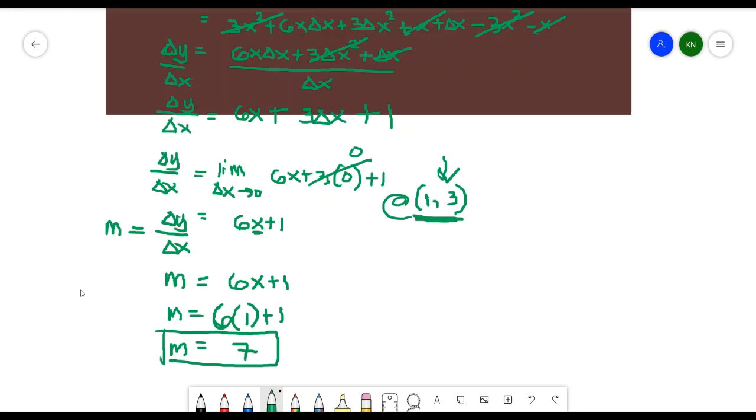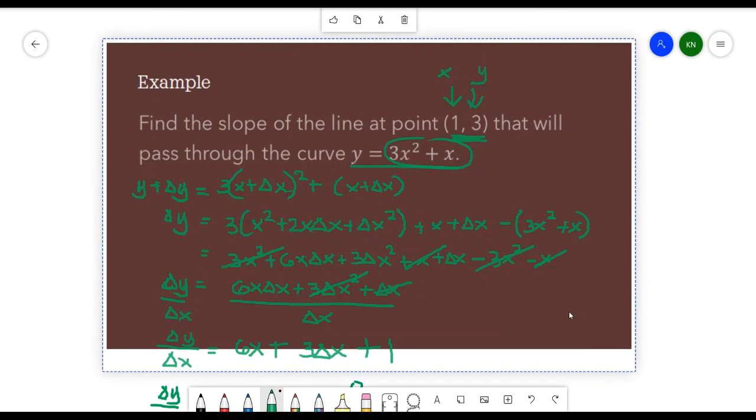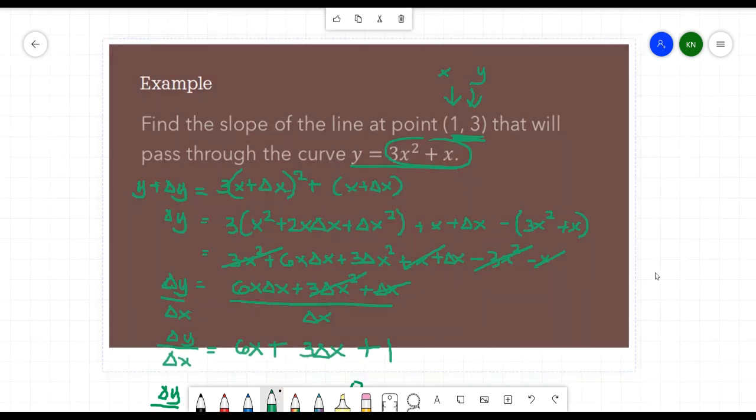So basically it is the same process as finding the derivative of the function. However, we just have given points here for the slope, and then you need to substitute that into our slope in order for us to get the final result. So that's it for the derivative interpreted as a slope. Now let's move on to the discussion of the rate of change.